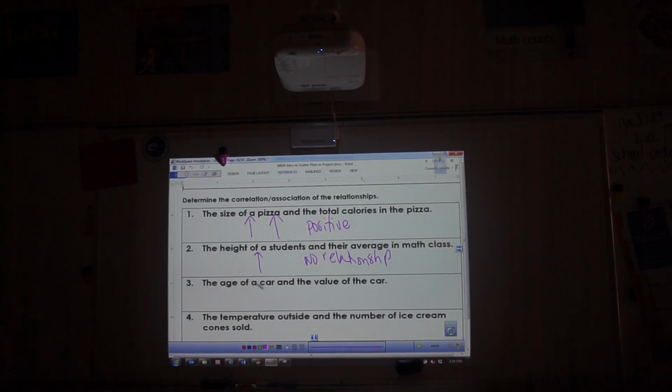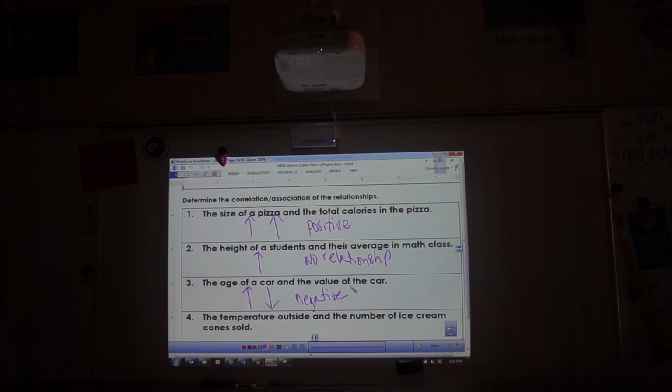The age of a car and the value of a car. As my car gets older, the age of my car goes up. What happens to the value of my car? The older my car gets, is it worth more money or less money? Less money. So it's going to go down. So one's going up, one's going down. That means it's a negative relationship.